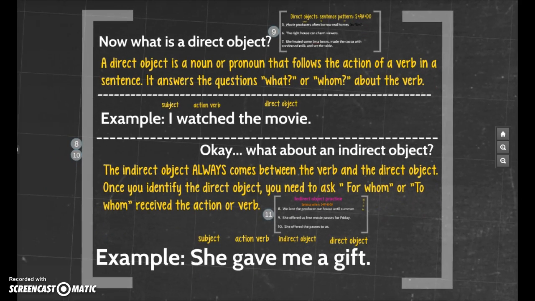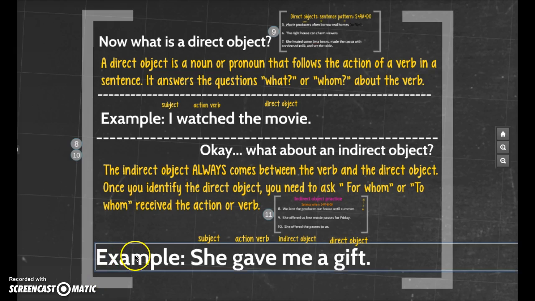Okay, once you've answered 5, 6, and 7 for the direct object section, I want you to take a look at the indirect objects. So what is an indirect object? The indirect object always comes between the verb and the direct object. Once you identify the direct object, you want to ask yourself for whom or to whom the action of the verb was received. If you look at my example here, my sentence says, she gave me a gift.